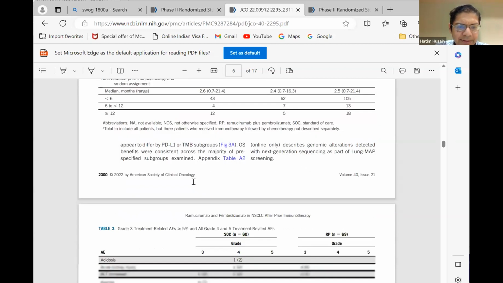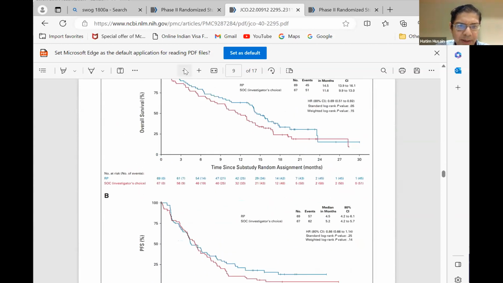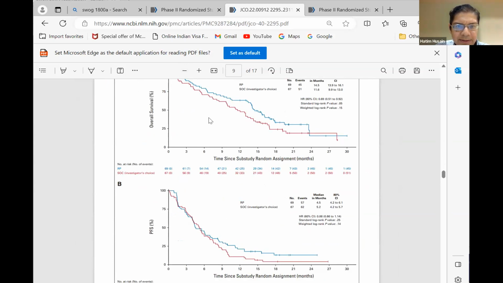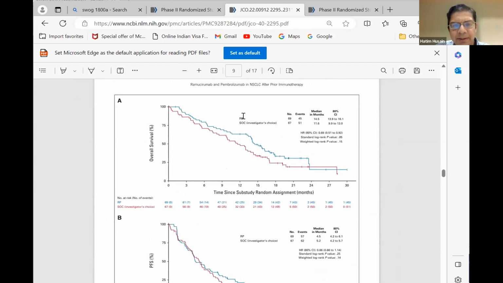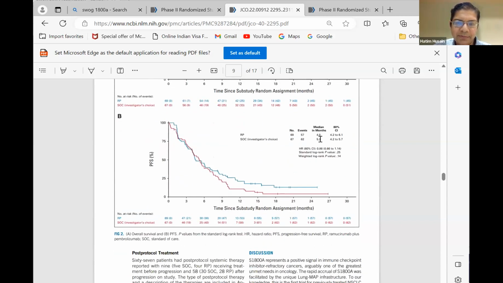And just cutting to the chase here around the response, you can see that this combination of ramucirumab plus pembro had an improvement in overall survival compared to the investigator's choice chemotherapy. And then, this is the OS. Here is the PFS. The PFS actually didn't have as marked a benefit. In fact, PFS with chemo outperformed the ramucirumab plus pembro in this study.